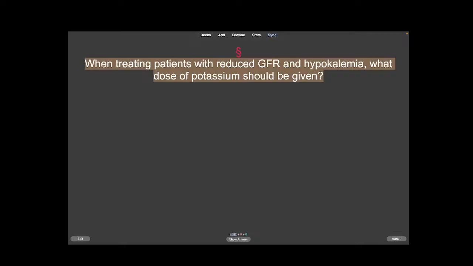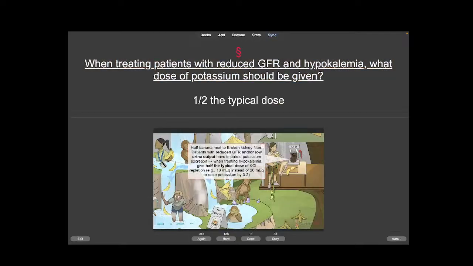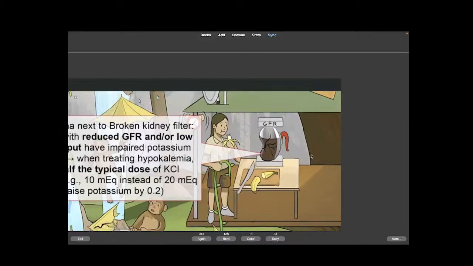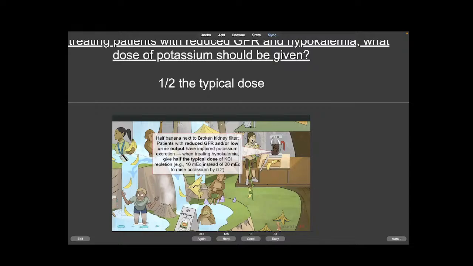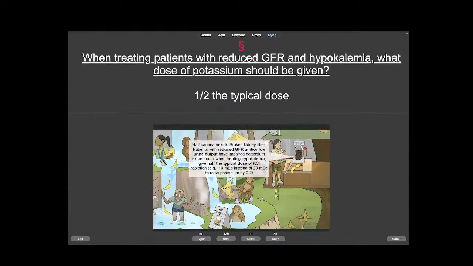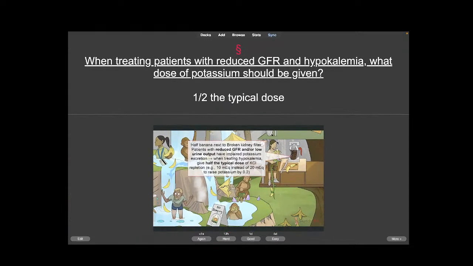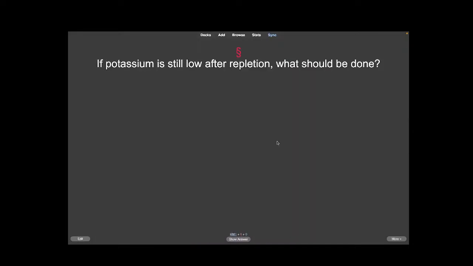What dose of potassium should be given? The typical dose, halved. That's not even half. They could have done a better job and just halved it right here. They went like three-quarters. If you want to say half, then say half. If we reduce GFR, what dose of potassium should be given? Okay, not three-quarters.